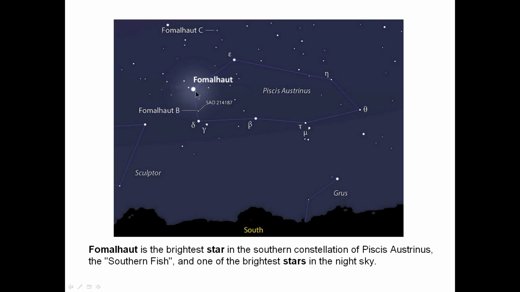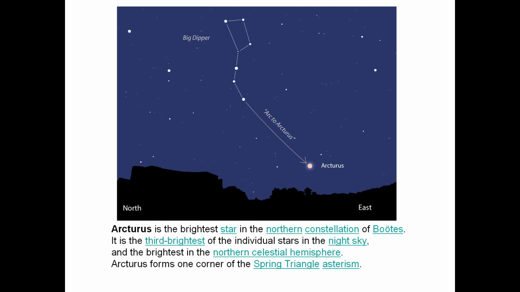So it's going to be very easy to do an alignment through that star. The other one is Arcturus, and Arcturus is the brightest star in the northern constellation of Bootes, and it is the third brightest of individual stars in the night sky, but it's the brightest star in the northern celestial hemisphere. Now, Arcturus, you're going to find, is the star that basically gives us the alignment of the axis of Nolan's Cross. So it's a very important star.